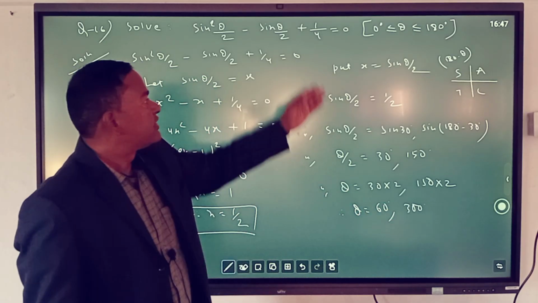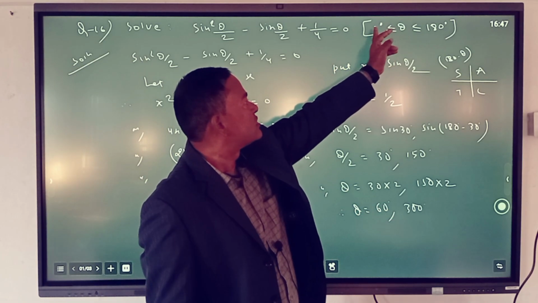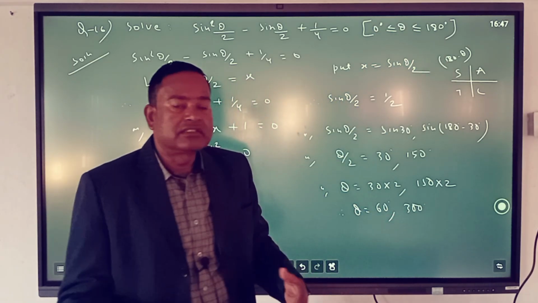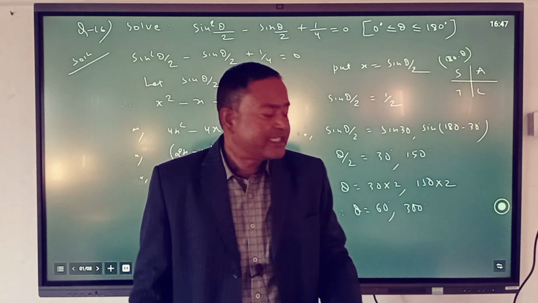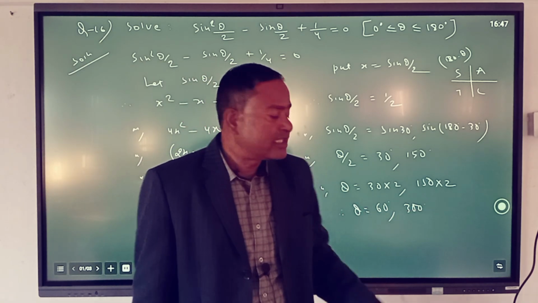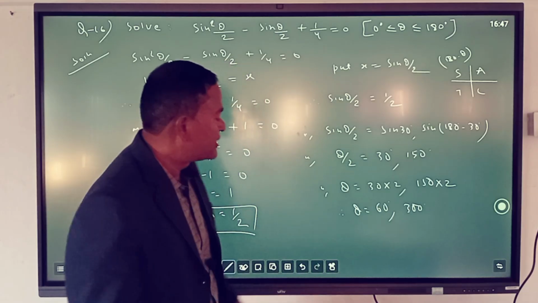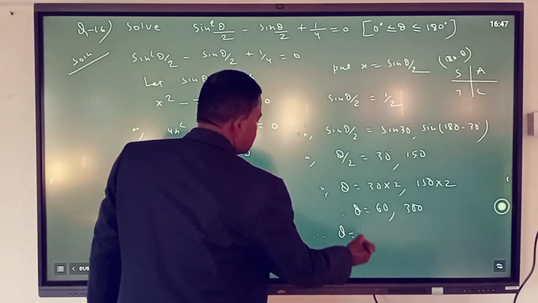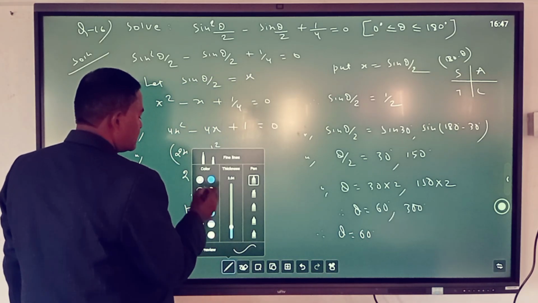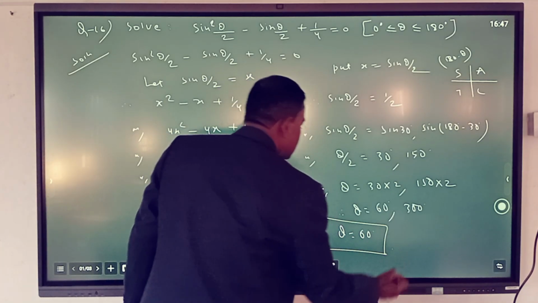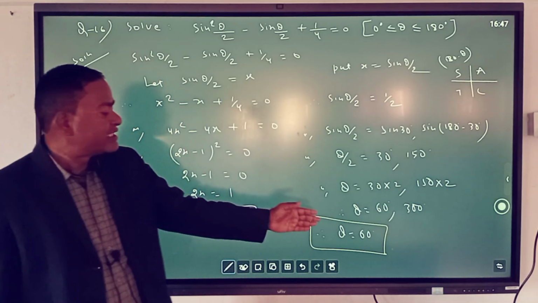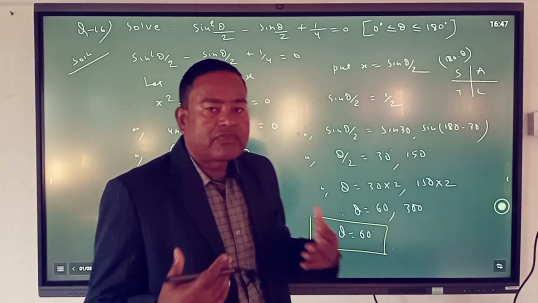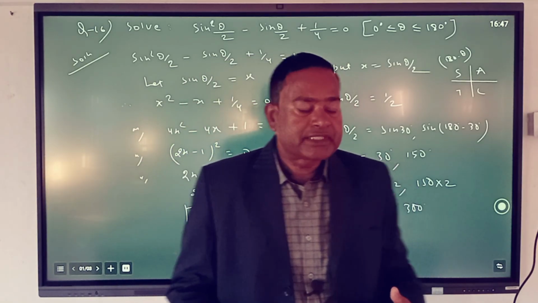Dear student, the range of θ, that means the value of θ should be greater than 0 and less than 180 degrees, but the second value of θ is more than 180 degrees, so this 300 degrees is rejected. So dear student, the value of θ is 60 degrees. So by solving the given trigonometric equation, we have found that the value of θ is 60 degrees.